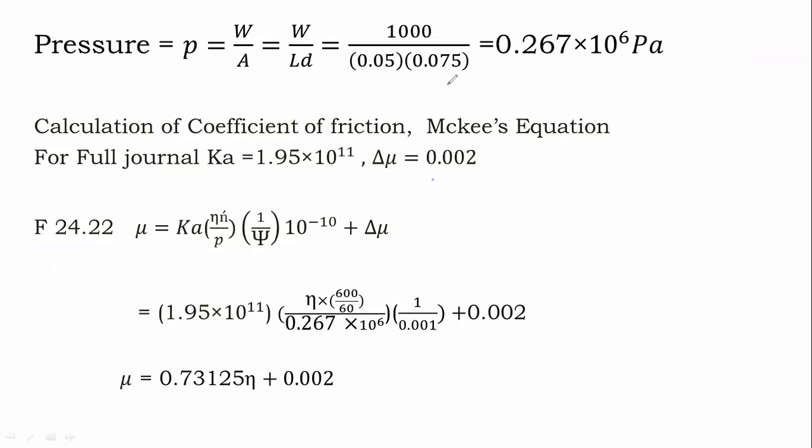Length and diameter you are going to substitute. After doing this, we are going to get 0.267 into 10 raised to 6 Pascal. So pressure calculation: load by area, substitute the data and get the pressure. Then we need to calculate the coefficient of friction. Coefficient of friction can be calculated by Petrov's equation.